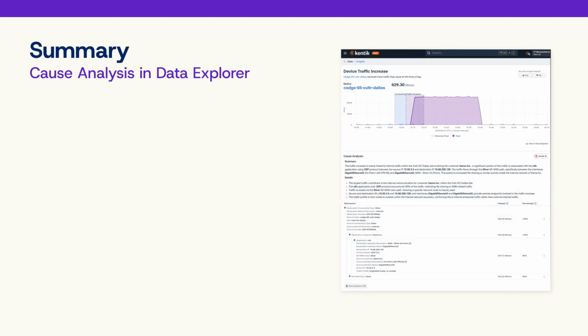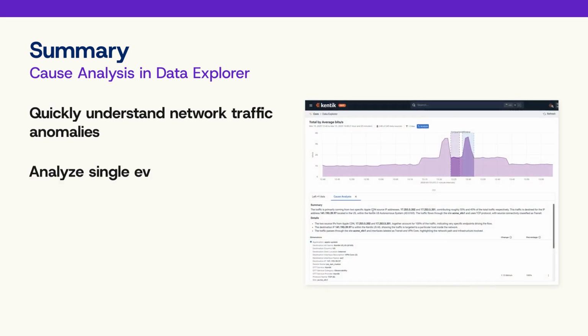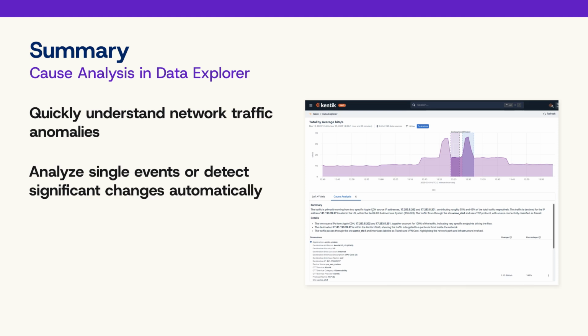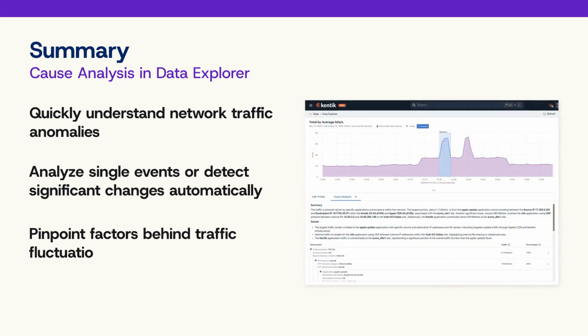To summarize, Kentik's Cause Analysis feature in Data Explorer provides network engineers with a powerful, intuitive way to quickly understand network traffic anomalies. Whether you're analyzing a single event or automatically detecting significant changes, Cause Analysis helps you rapidly pinpoint the most relevant factors behind traffic fluctuations.